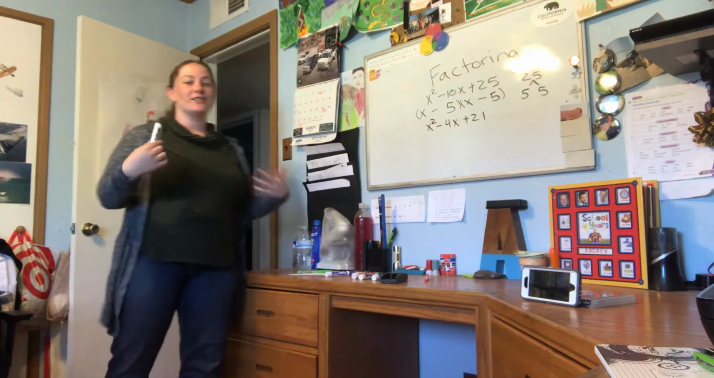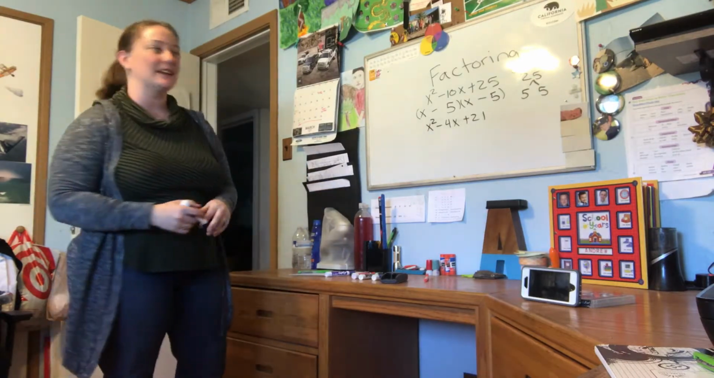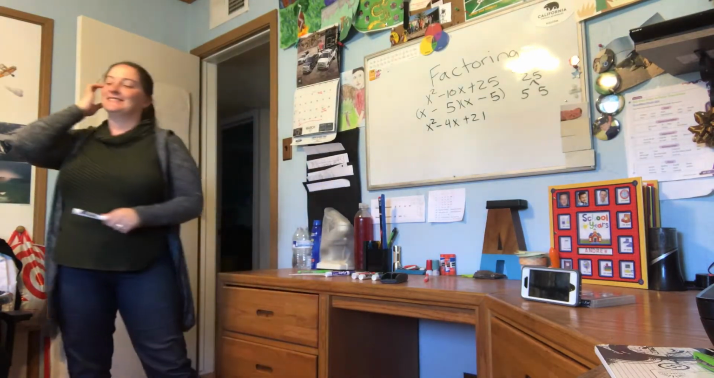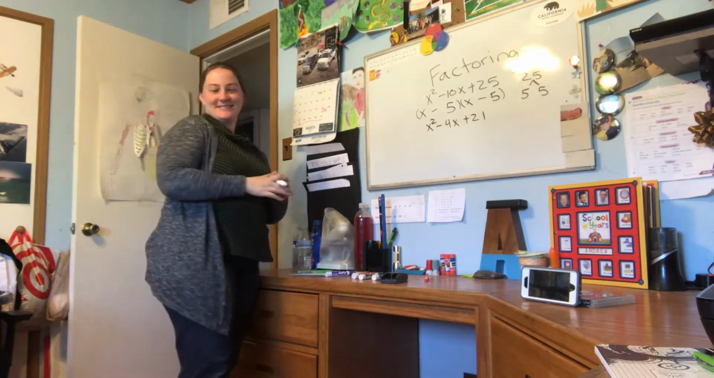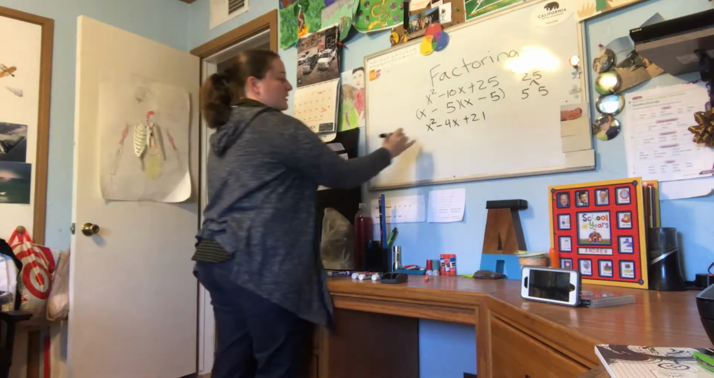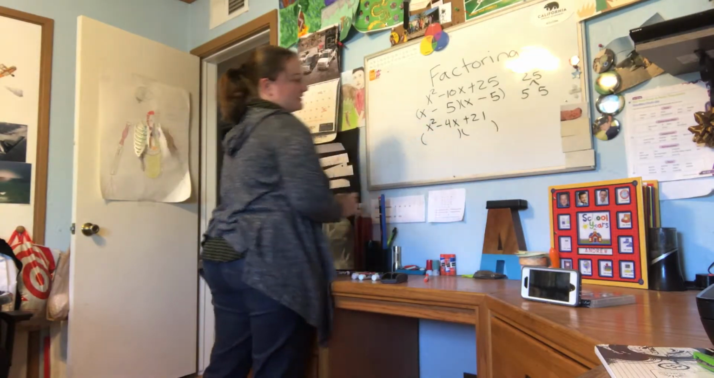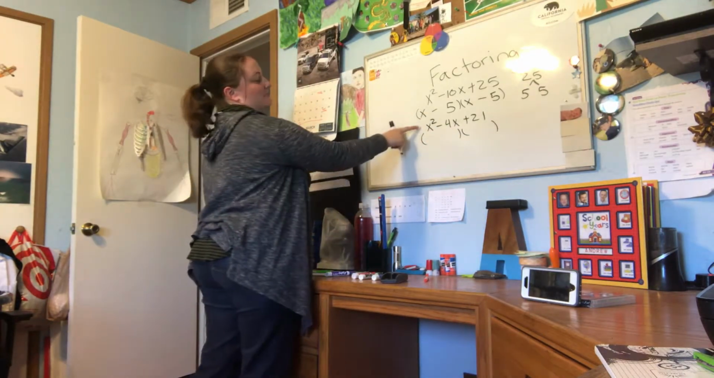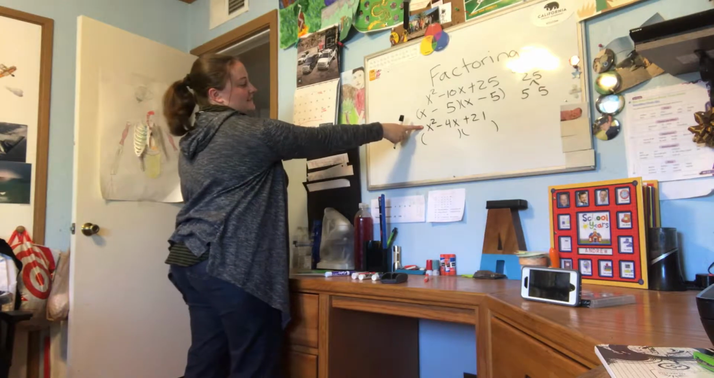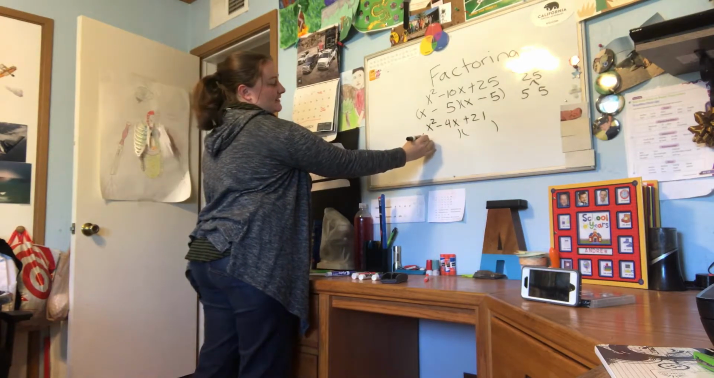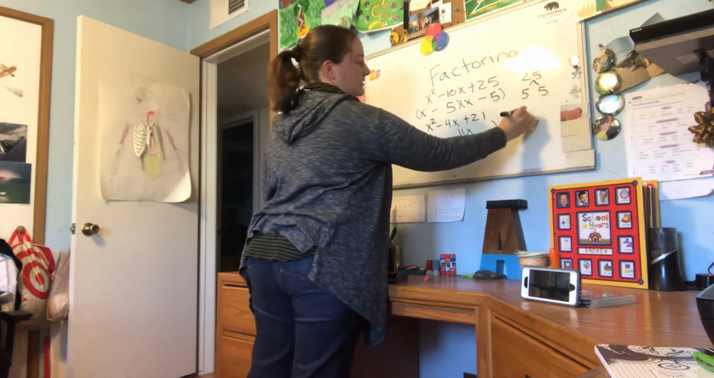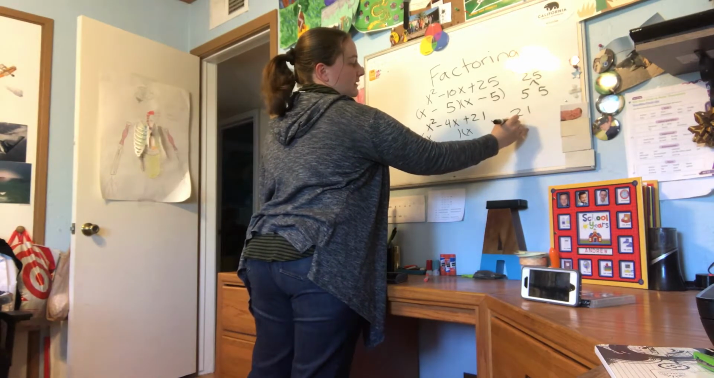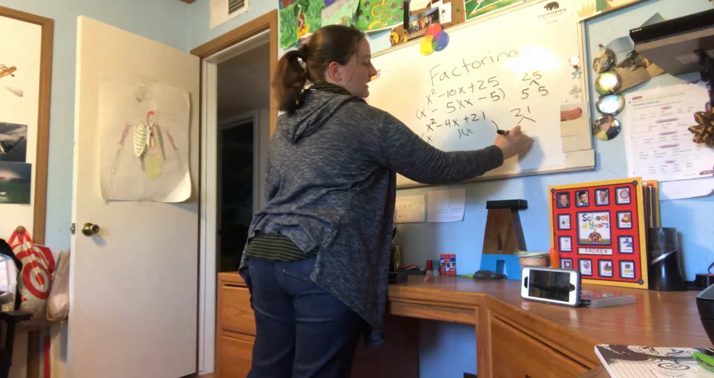All right, now that you've had a few minutes to work it out on your own, does anybody have the answers? Is it 20? What do we do first? Okay, I guess I'll start. What do we do first? X and X. And then 21. What are the factors of 21? 7 and 3.